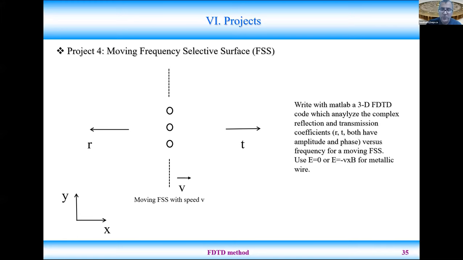So we have four projects. You choose one project, and when you send the report, it should include the FDTD code, using MATLAB, and also the results and the explanation of the results. It's up to you what you want to add, and how far you want to go. For example, for the last project, you can plot a curve with different values of v over c, or you can plot for two velocities, but that's up to you. The more you give, the better it is, actually. The same thing for the other projects.